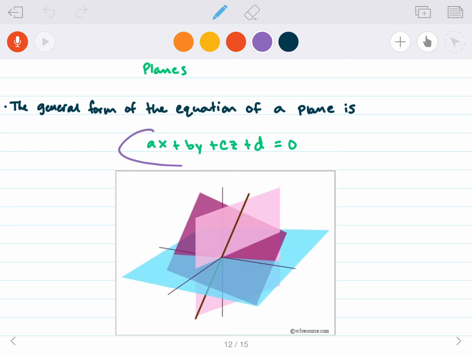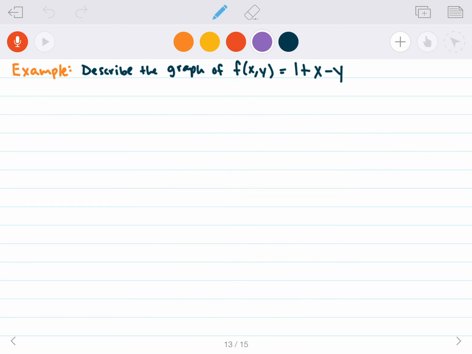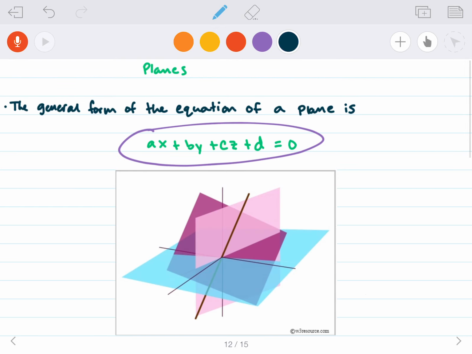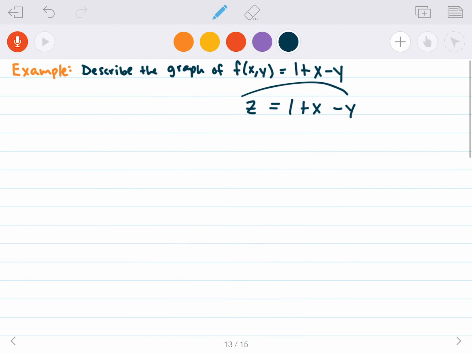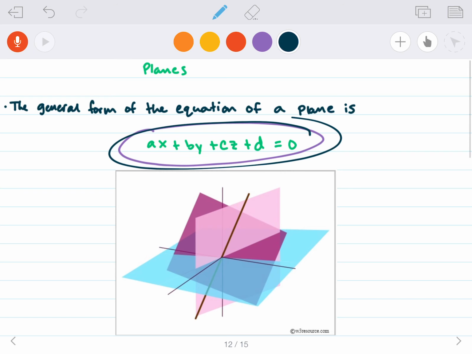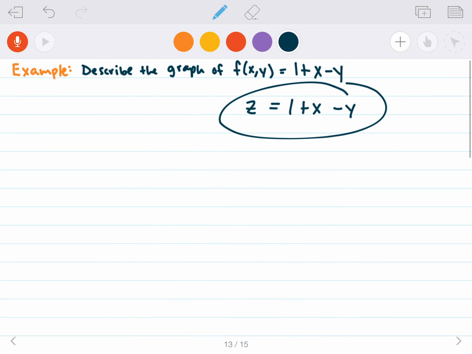But this is the general form of a plane. Of course, A, B, C, and D are going to be numbers. So let's take a look at how we can graph a plane. So the first thing you should recognize is, yes, this is a plane because the variables aren't squared, and this f of x comma y can actually be written as z equals 1 plus x minus y. So this is the same form as this, right? In our case, A is 1, B is negative 1, C is 1, right?